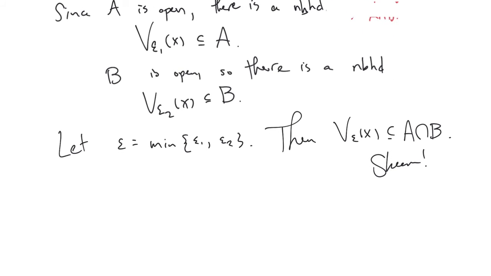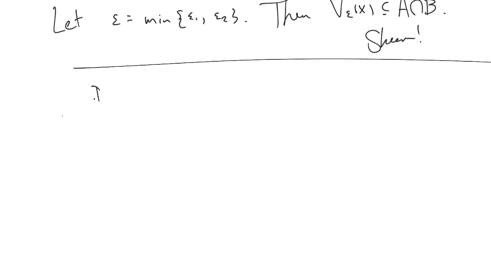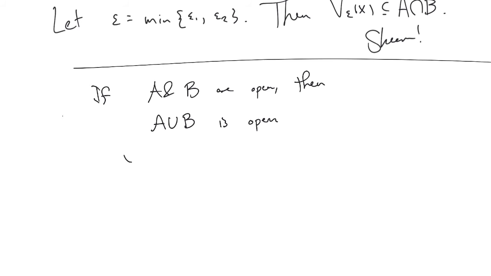So overall, what we've demonstrated is if A and B are open, then A union B is open, and A intersect B is open. All right. So if you take two open sets, their union is open. If you take two open sets, their intersection is open. What if you want to do this with more than two sets at a time? So what about A union B union C? Will that be open if A, B, and C are all open?